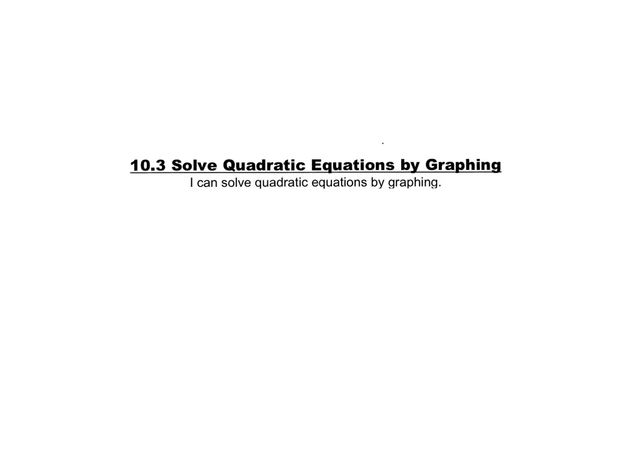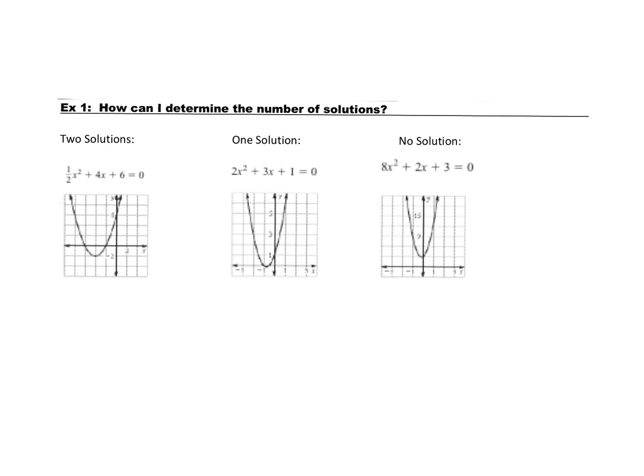So in this lesson, we're going to solve quadratic equations by graphing. So example 1, how do I determine the number of solutions? All right, in our first example, this example has two solutions. And the reason it has two solutions is that our solutions are where that parabola crosses the x-axis.